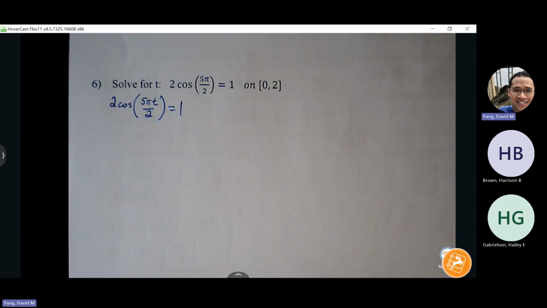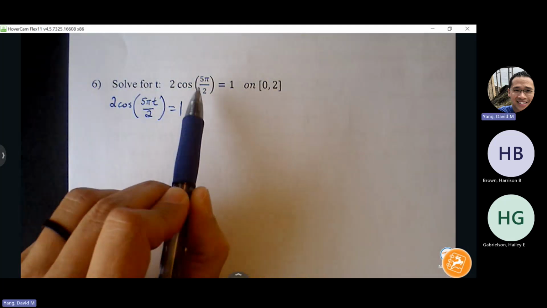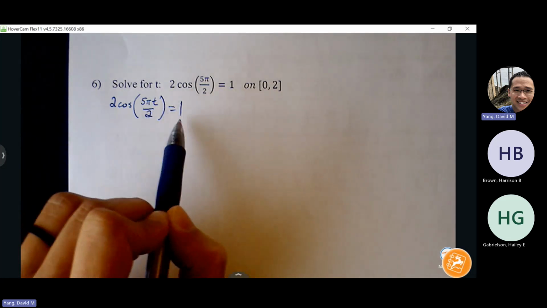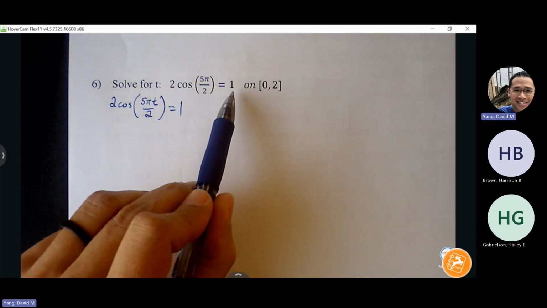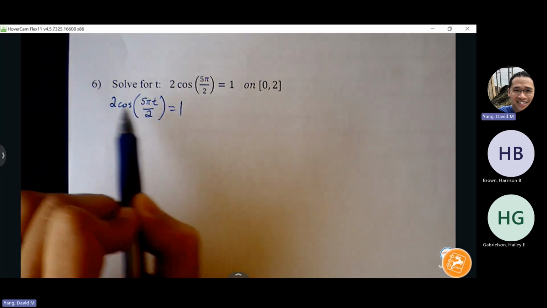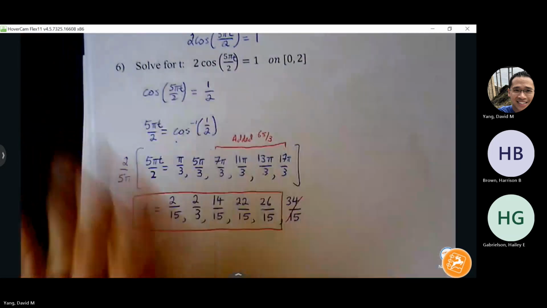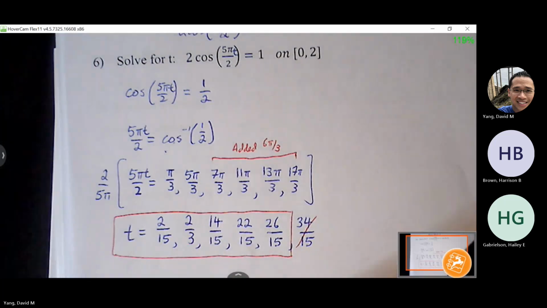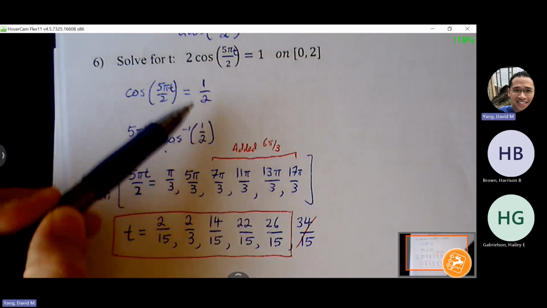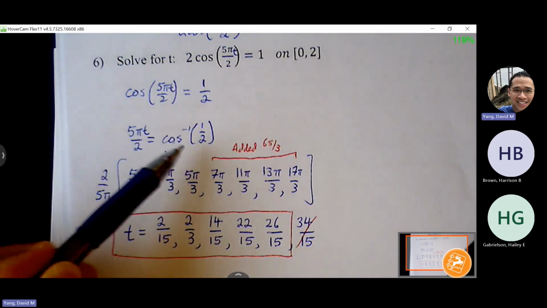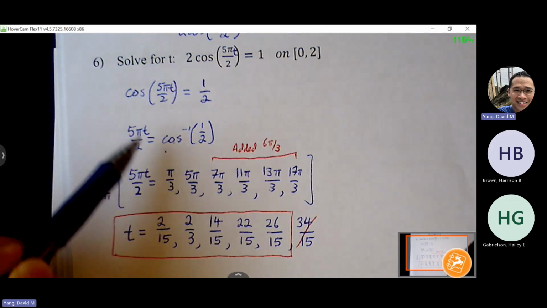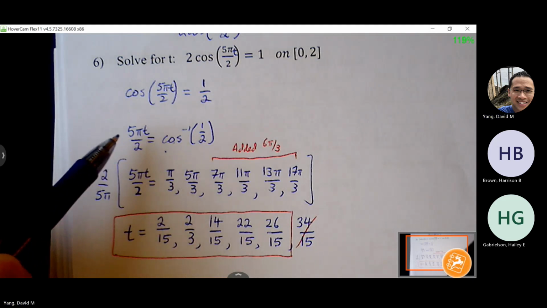Okay, number 6. I've got to put a t in the equation here, so it should be 2 cosine 5 pi t over 2 equals 1. We want to solve for t. So divide by 2, take the inverse cosine. Okay, so we divide by 2, that becomes 1/2. Take the inverse cosine. Inverse cosine 1/2. We can move towards explaining that expression.